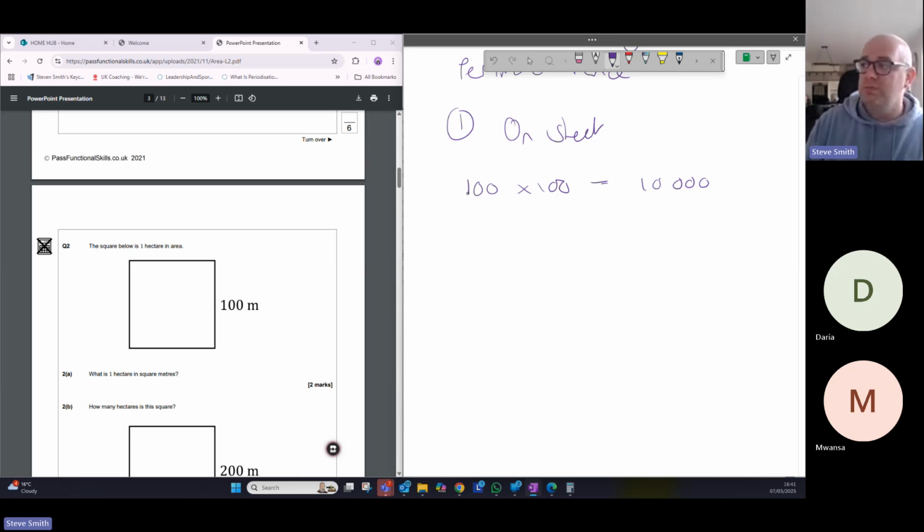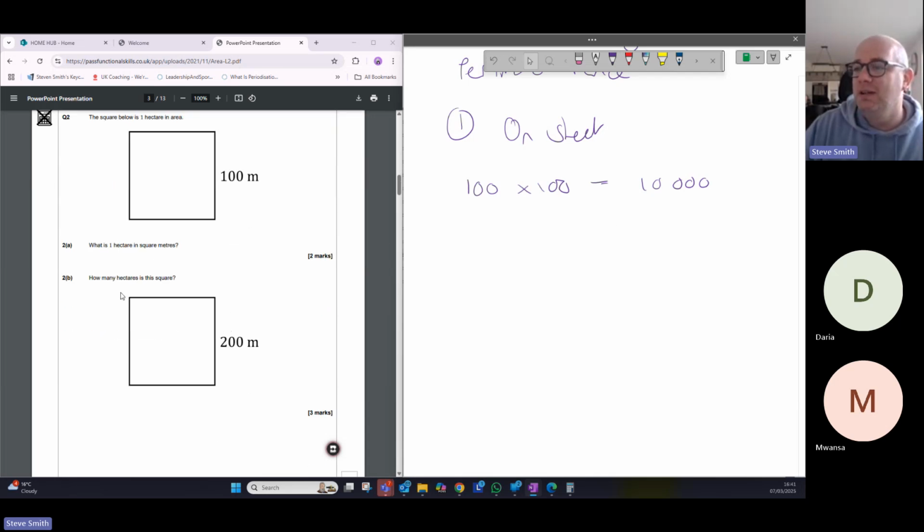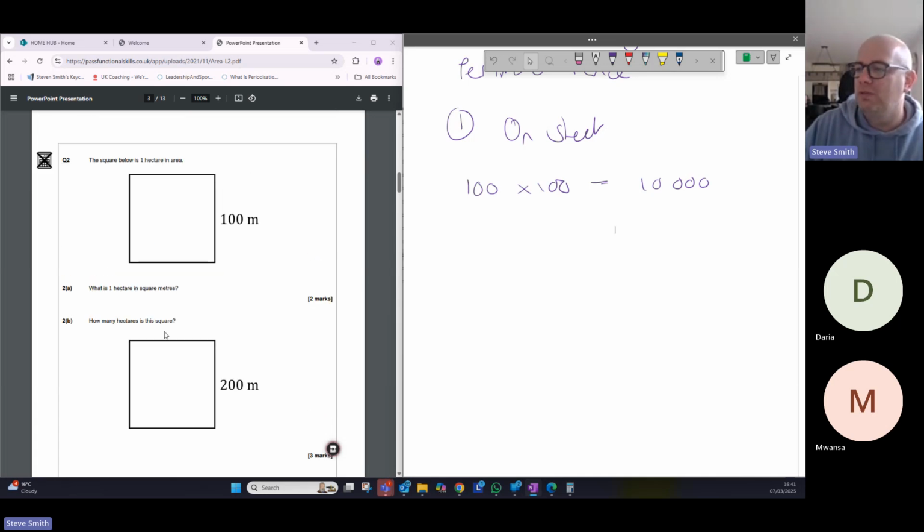But yeah, sometimes my simplicity doesn't astound me because I live with it. But yeah, 1 times 1 is 1, and I add my 4 zeros on the end, and I'm done. Next question would be how many hectares are in this? Right, what is 1 hectare in square meters? So that's the first question. How many hectares are in this square?